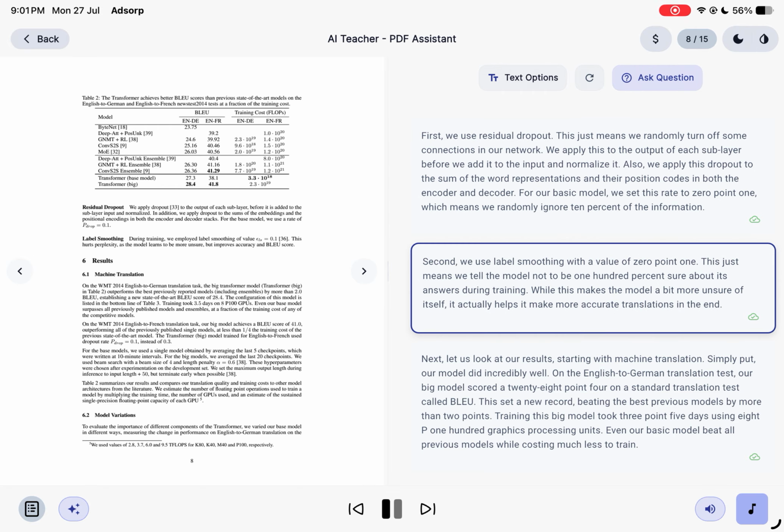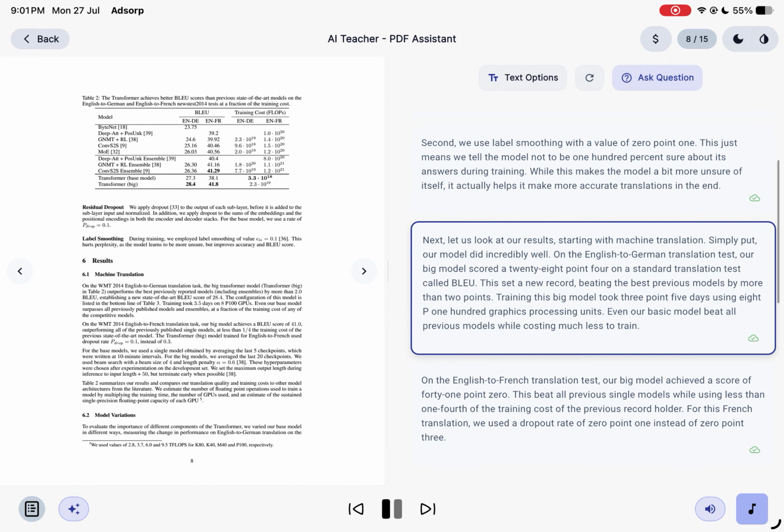Second, we use label smoothing with a value of 0.1. This just means we tell the model not to be 100% sure about its answers during training. While this makes the model a bit more unsure of itself, it actually helps it make more accurate translations in the end. Next, let us look at our results, starting with machine translation.